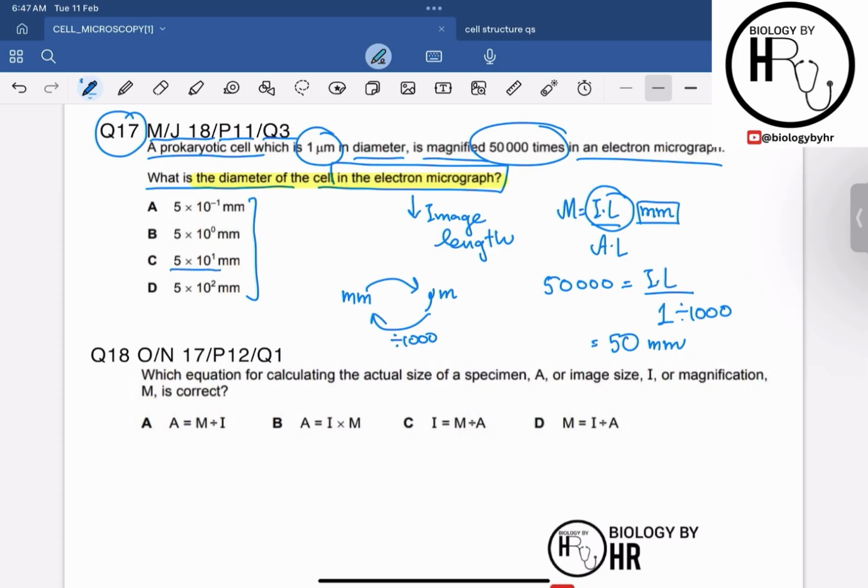This is 50 millimeters, 5.0 into 10 raised to the power 1. So we will move the point over here, so we are going to get 50 millimeters, right? Hence the correct answer for this question is option C. I hope that this is clear to all of you.